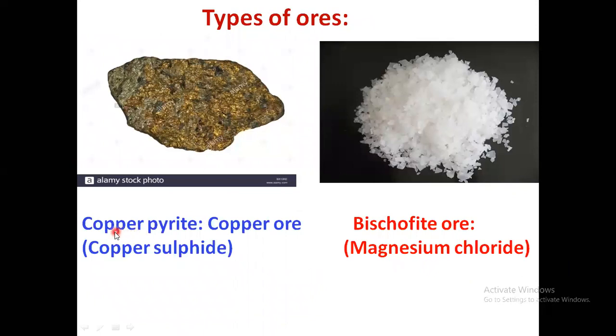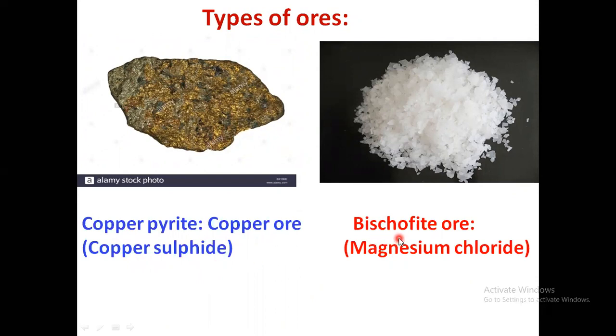Next is copper pyrite. Copper pyrite is an ore of copper, or you may say that copper pyrite is copper ore. It contains a compound that is called copper sulfide. Clear?